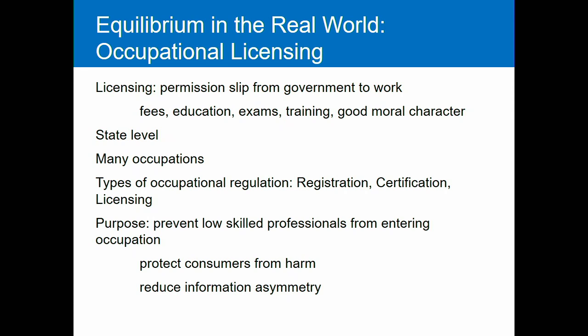So we'll look at occupational licensing, because that's the research area I tend to focus on. Occupational licensing is a permission slip from the government in order for someone to be able to work in an occupation. The government sets requirements for fees, education, and training. They have exams you have to pass, and other stuff like good moral character that you have to demonstrate before you're able to work in the field.